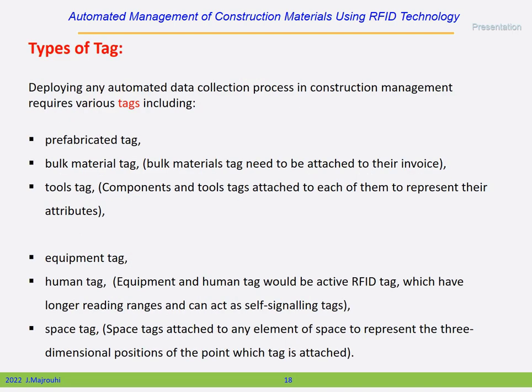Deploying any automated data collection process in construction management requires various tags, including prefabricated tags, bulk material tags that need to be attached to their invoice, tools tags that attach to each tool to represent its attributes, equipment tags, human tags that would be active RFID tags, which have longer reading range and can act as self-signaling tags, and space tags that attach to any element of space to represent the three-dimensional position of the point to which the tag is attached.